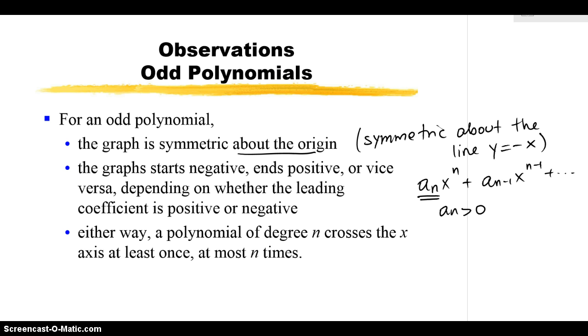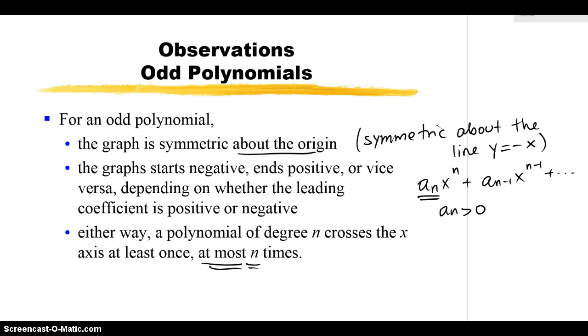Okay, and if that's positive, then for the odd polynomials, in that case, the graph starts negative, excuse me, and ends positive, is what I should say. Alright, and had it been flipped, if a sub n was negative, then the graph would start positive and then end negative. Either way, a polynomial of degree n crosses the x-axis at least once, and at most n times.